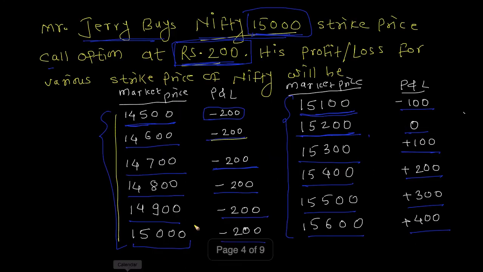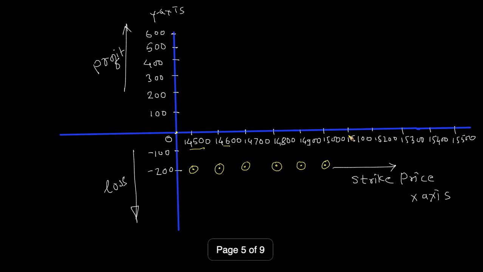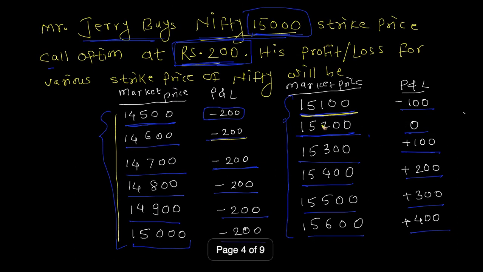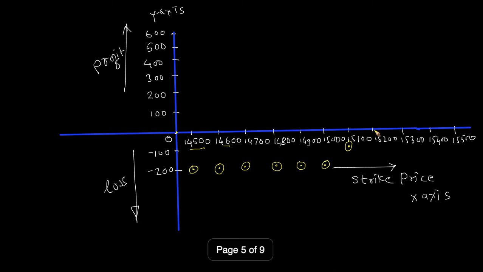Then at 15,100, when Nifty is 15,100, my PNL is minus 100. That is the minus 100 point. When Nifty is 15,200, my PNL is 0. This is the 0 PNL point. At 15,200, this is called the break-even point. Neither am I getting profit nor am I getting loss.